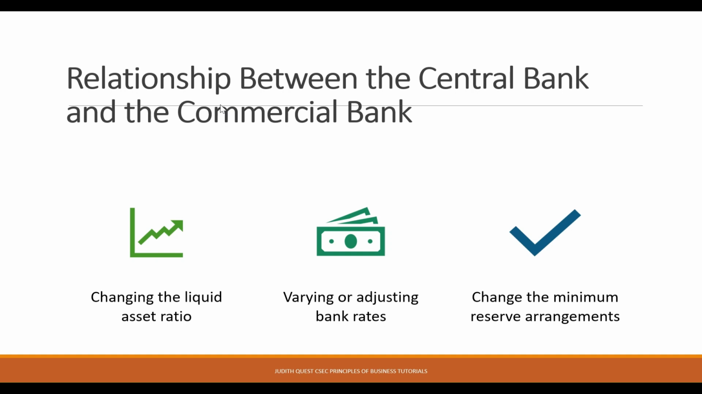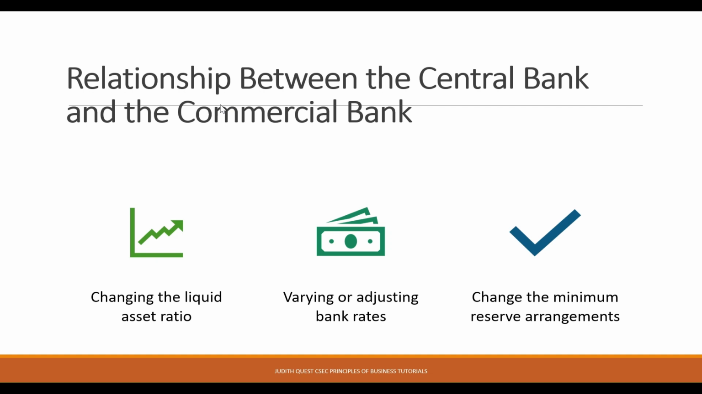Now, if the central bank implements an increase in the liquid asset ratio, this has the effect of increasing the amount the bank must deposit with them. This reduces the amount of money in circulation and restricts borrowing. So you see that they're actually controlling the economic activity in the country.